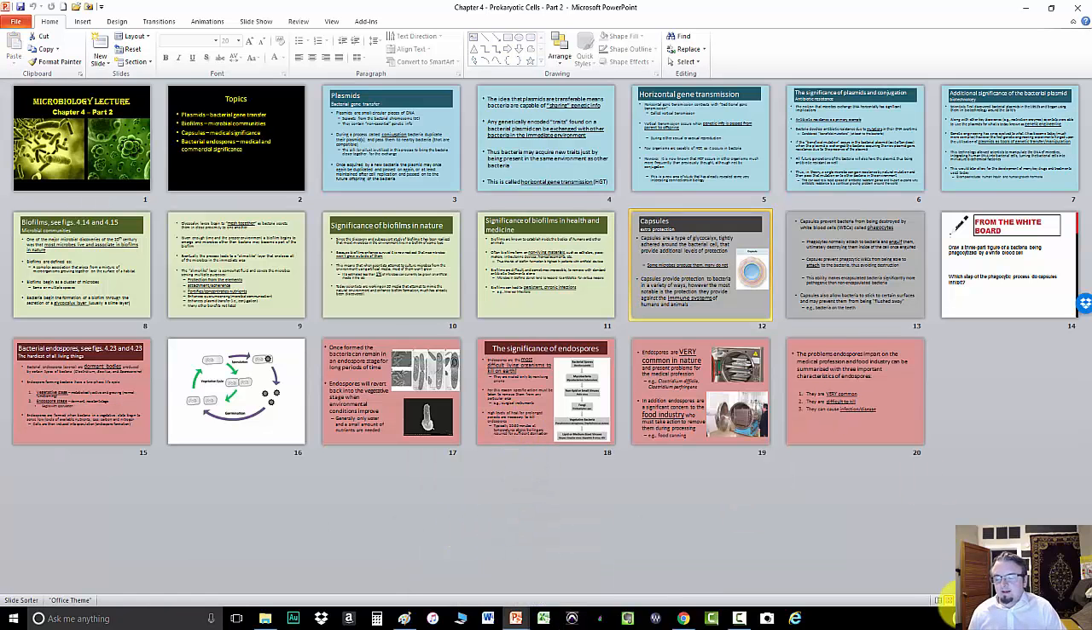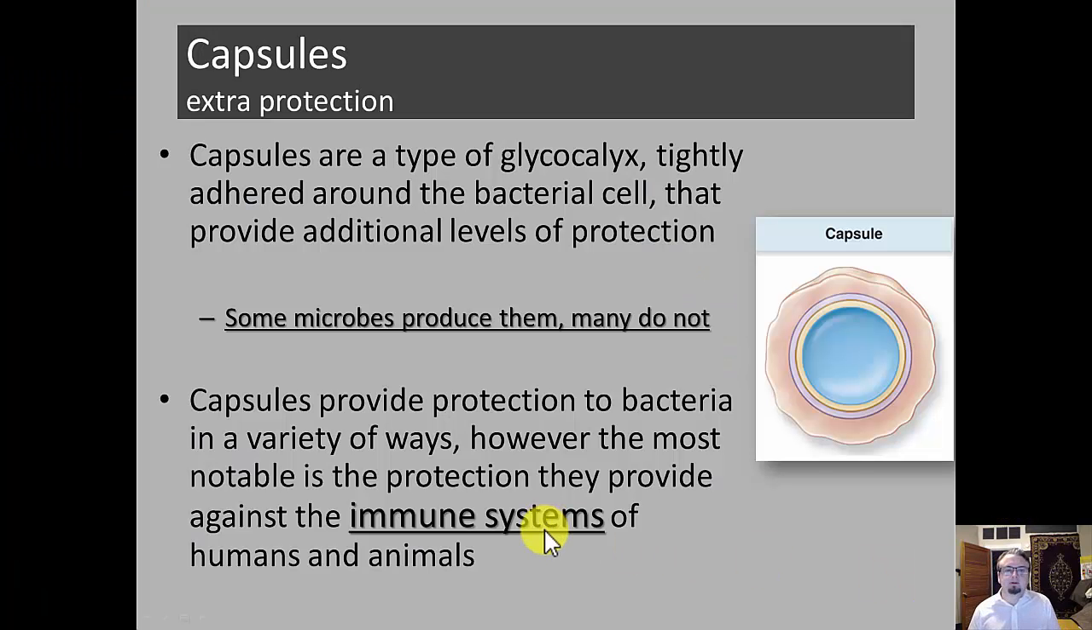One of the significant aspects of a capsule is the extra protection it gives to the bacteria that secretes it. So here you'd be looking at the bacterial cell itself. This is like, for example, here, the cell membrane, and here is the cell wall. So we'd be looking at like a gram-positive bacteria. So then the capsule will be secreted around that. So it would enclose that whole thing.